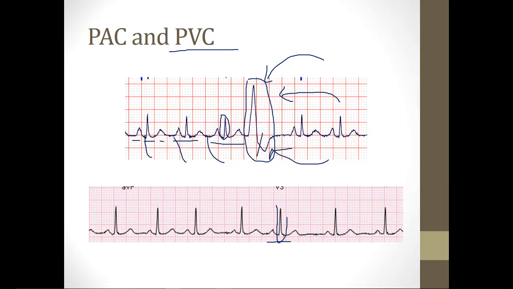And at the bottom of the screen is another early complex right here, but it has a narrow, normal looking QRS complex. That is a PAC. It's an aberrant electrical impulse that is generated by the atria, and for that reason it uses the AV node and the bundle branches, and it has a normal looking QRS complex, but it's still early, and therefore it's a premature atrial contraction.